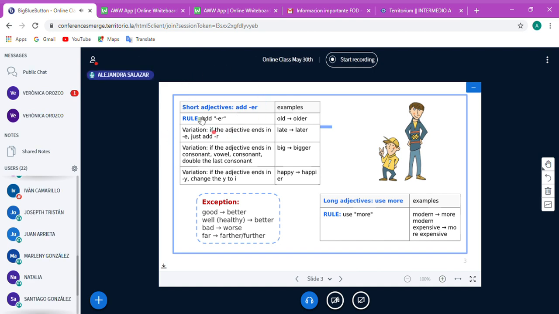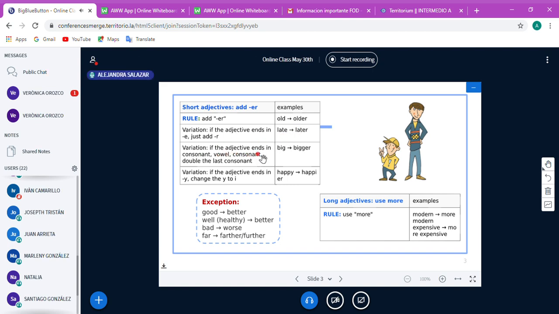For short adjectives, we have to add er to my adjective. But we have some rules. For example, if my adjective ends in E, I just add R. Late, later.